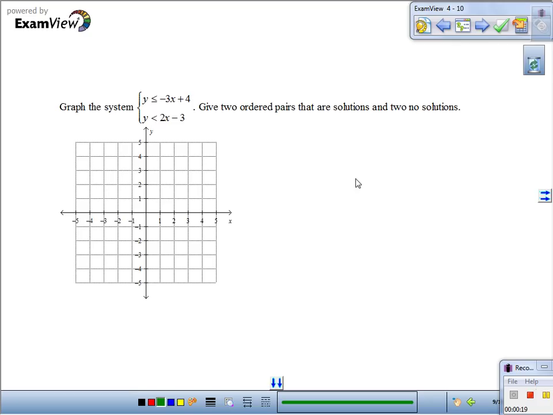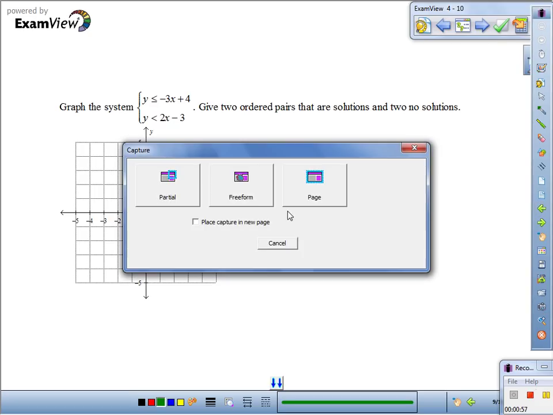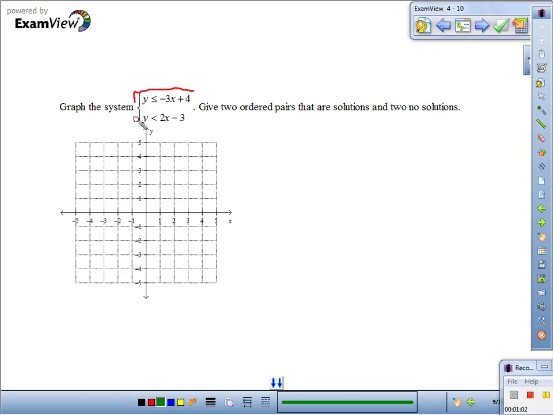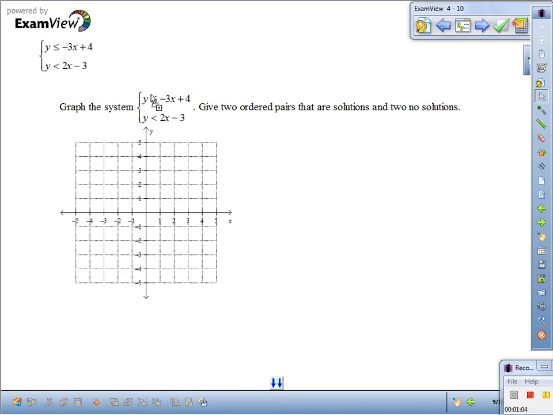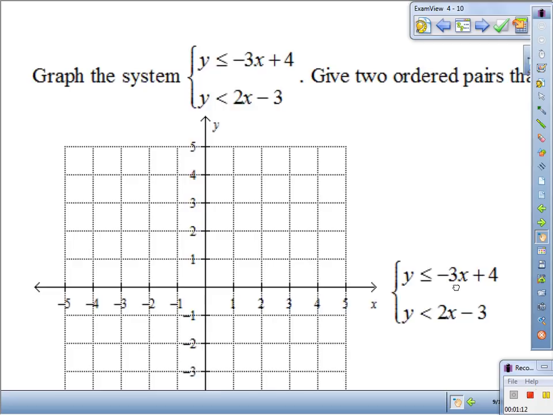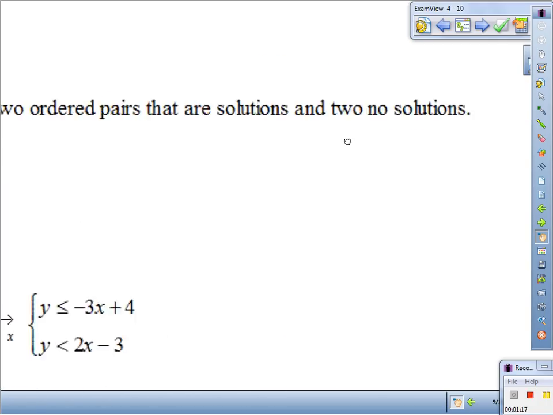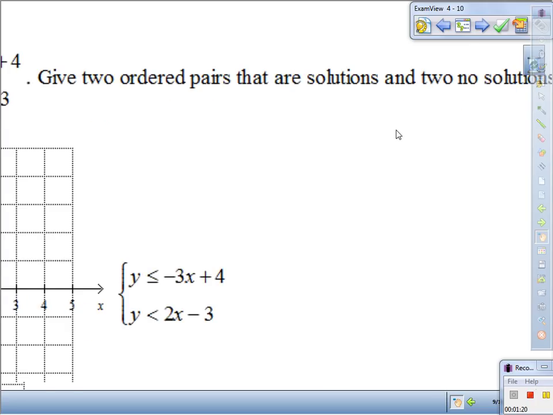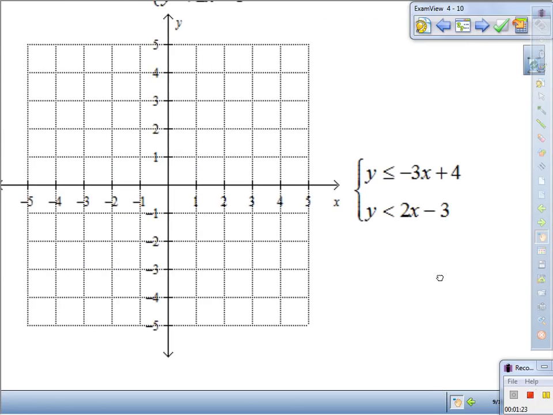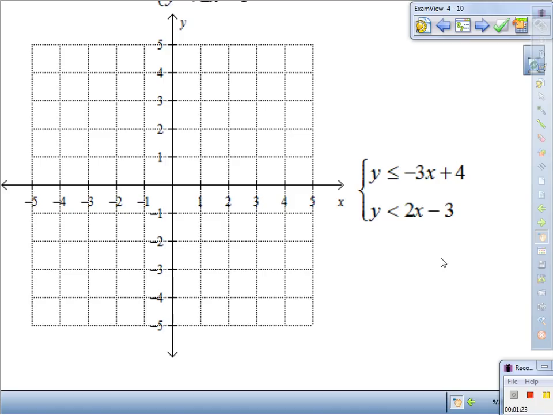I'm going to zoom in. And I'm going to put the system right next to it, because on my screen it won't fit if I leave it up there. I just want to make sure that I show the system right next to the coordinate plane as we're graphing. Okay. It says, graph the system given, give 2 ordered pairs that are solutions and 2 that are not solutions. So, first things first, before you get started, look up please.